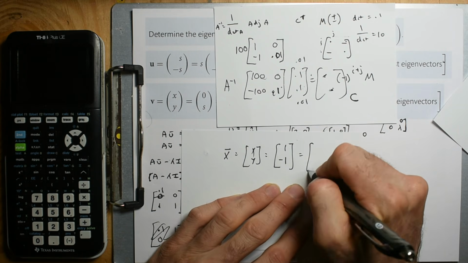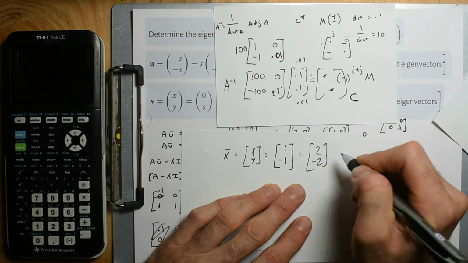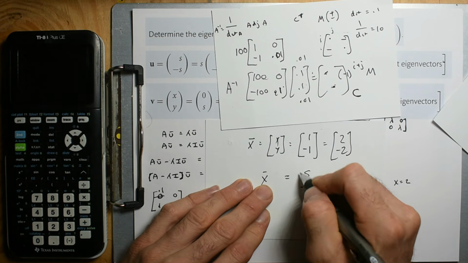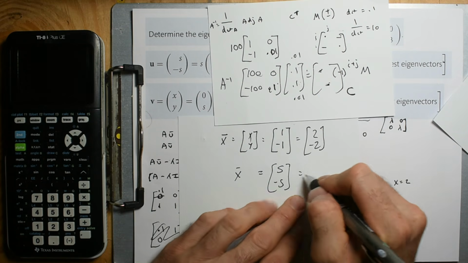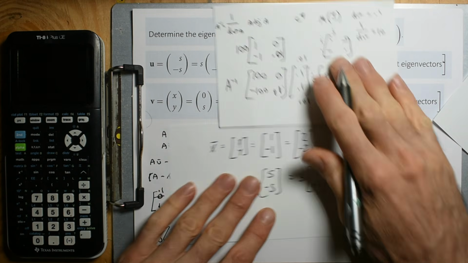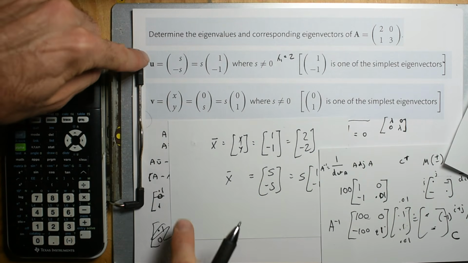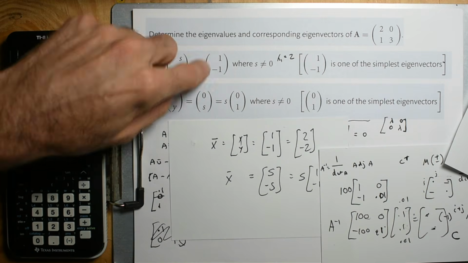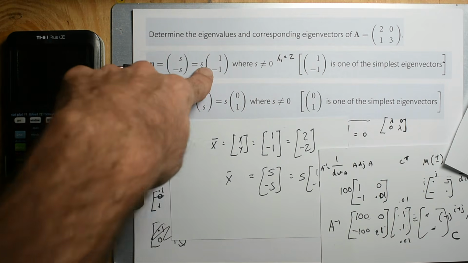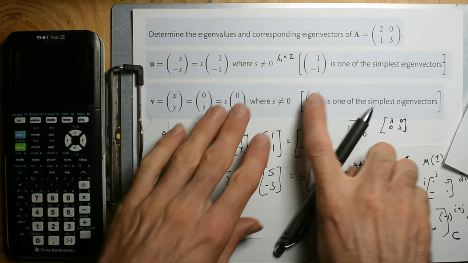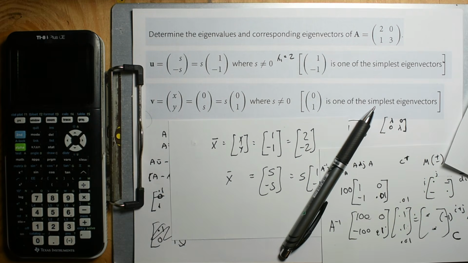It could also be 2, negative 2, and so we're going to say it is s, negative s, and then we can factor out the s, and we can say it's s times 1, negative 1. And so that is how they get this vector u: s, negative s, factor out the s is 1, negative 1, and 1, negative 1 is one of the simplest eigenvectors, and I think that's important too. So hell yeah.